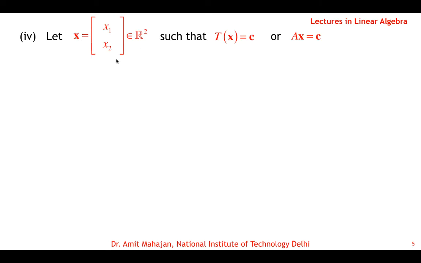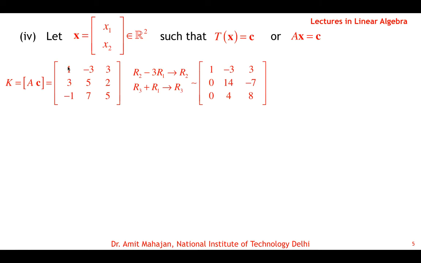So again let x be a vector in R2 and we have to see whether this Ax is equal to C is consistent or not. If it is consistent, then there will be x such that the image of x under the transformation is C, okay. So again write the augmented matrix of A and C. A is a 3 by 2 matrix and C is the right hand side. Again apply the row operations, okay. So again the leading element, we have to make these two zeros, so the same row operations will make it, okay.